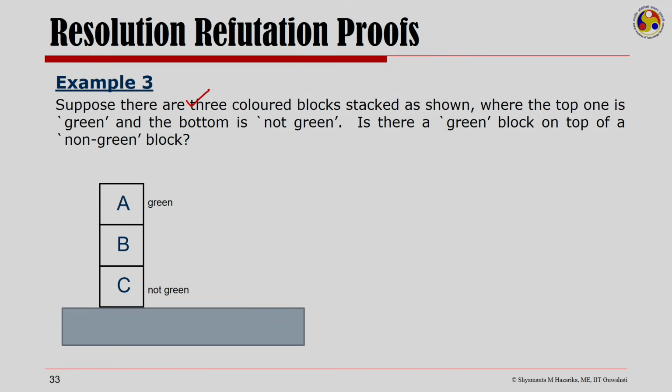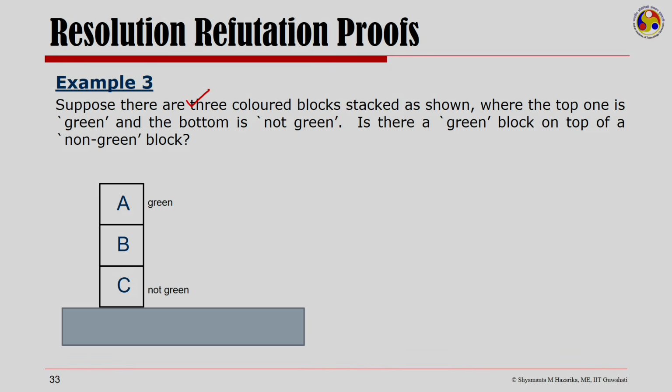Now, intuitively you can very well see that the answer to this question is yes, because if B is green, then I have this statement being true because green is on top of non-green. On the other hand, if B is non-green, then also the statement is true because I have A, which is a green block, on top of the non-green block.